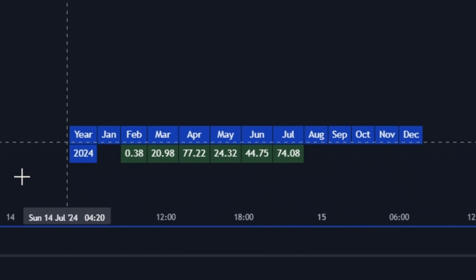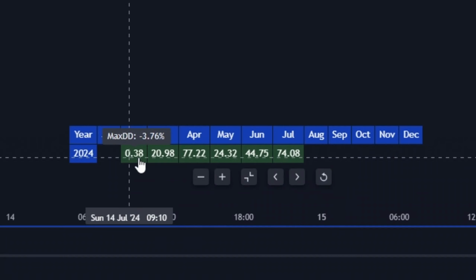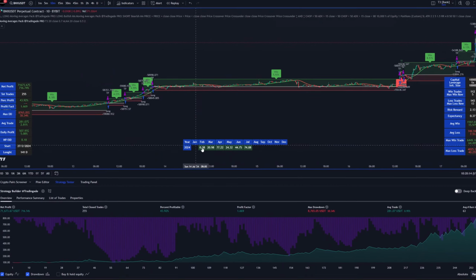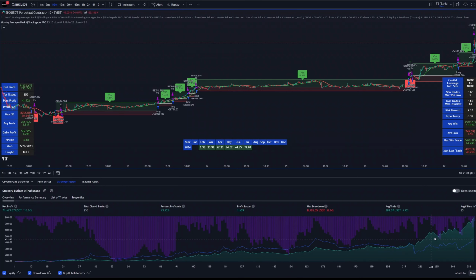By looking at the monthly table, we are backtesting a short period, only 6 months, but as you can see from February to July, every month is profitable. We didn't have any losing months. By checking the buy and hold equity, we have outperformed this metric, especially in this final phase.